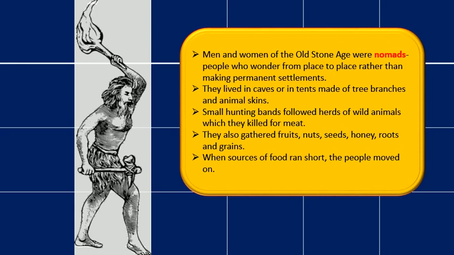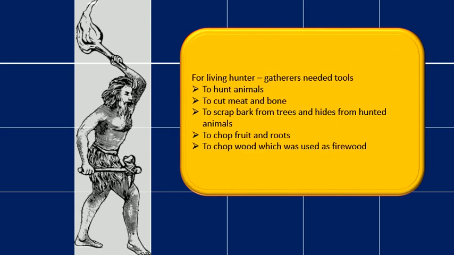Now the question is, for making tents out of the branches of the trees, for killing or hunting of the animals, for cutting of the meat, for cutting of the bones, they might have needed certain tools. Yes, for living, hunter gatherers needed tools.